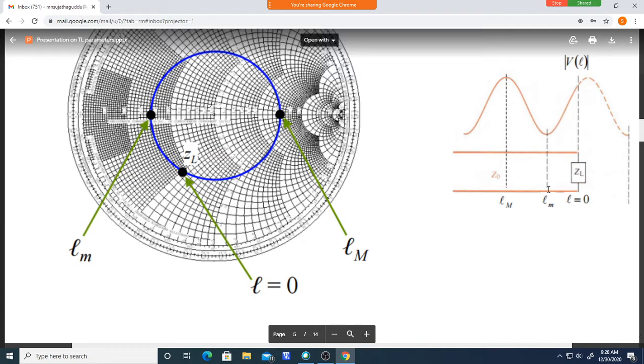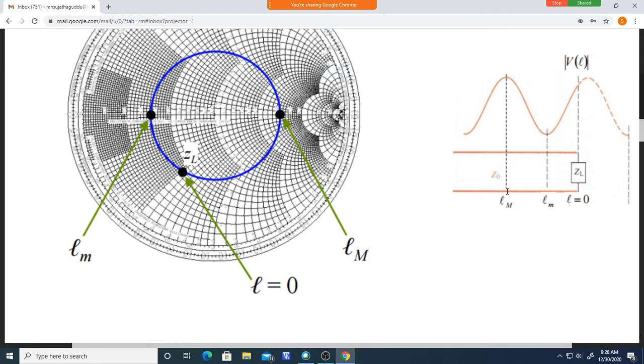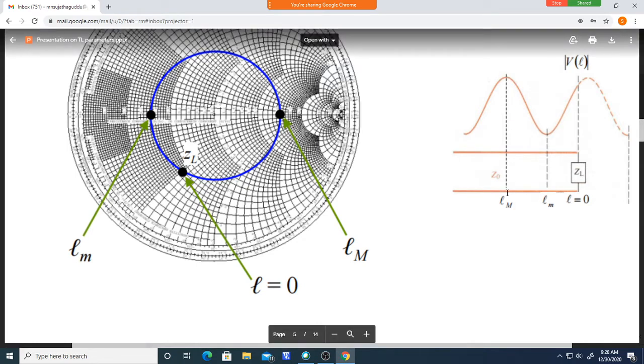Similarly, the impedance at this position is Z minimum. Z minimum is R naught divided by S, that we studied in the previous semester. Remember, all of you. And next, as you move like this, impedance increases and becomes maximum here. That is the first maxima, at a particular distance from the load. Here we came across the first minima, at a particular distance lm from the load. You can measure this distance.